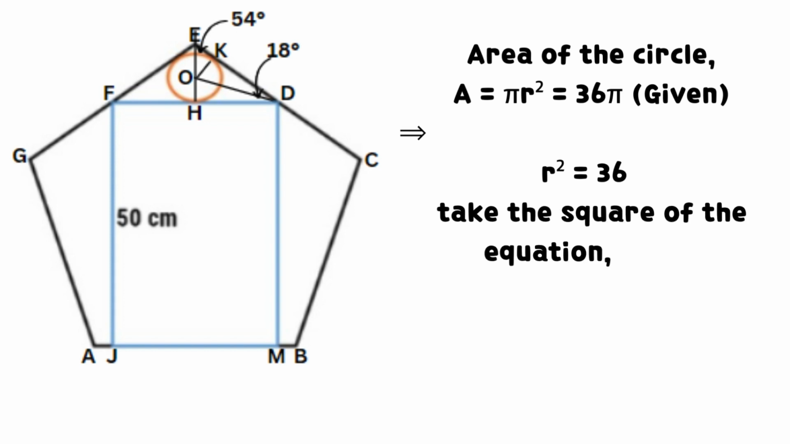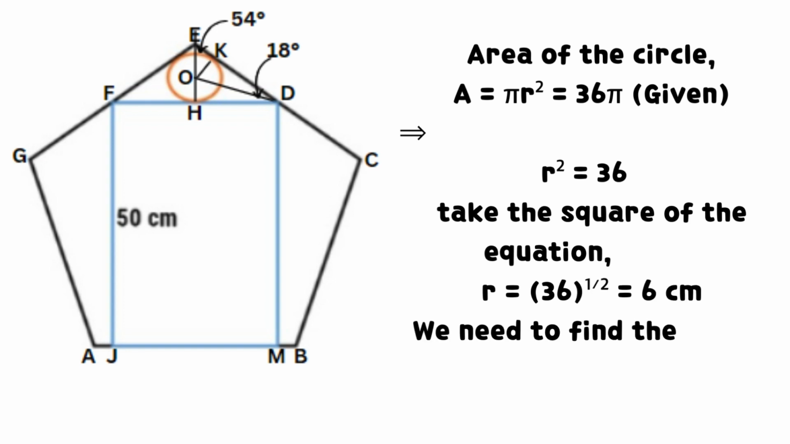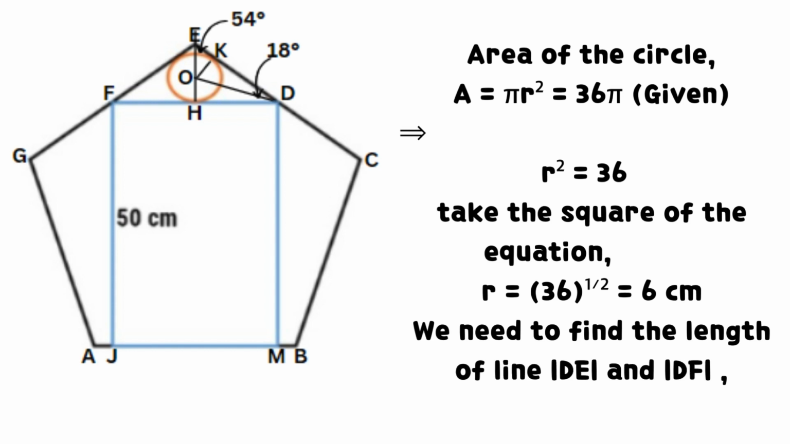For area of the circle, equate pi times the square of r and 36 times pi so that pi cancels out. Find the square root of the equation to give that r equals 6 centimeters. We need to find the length of line DE and DF respectively.